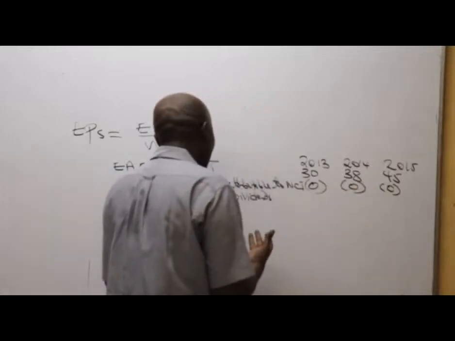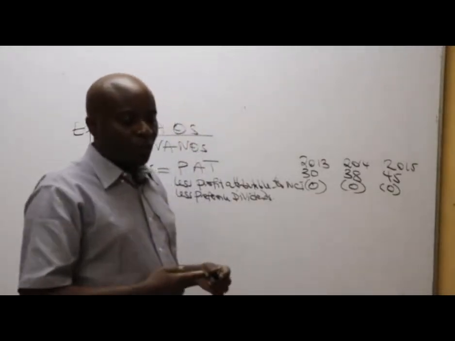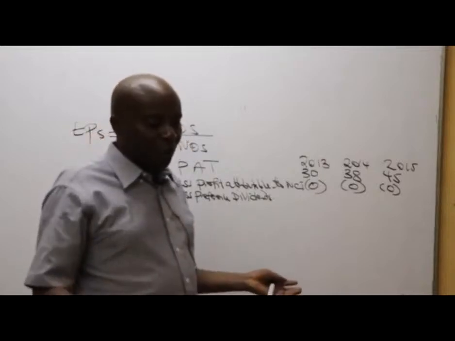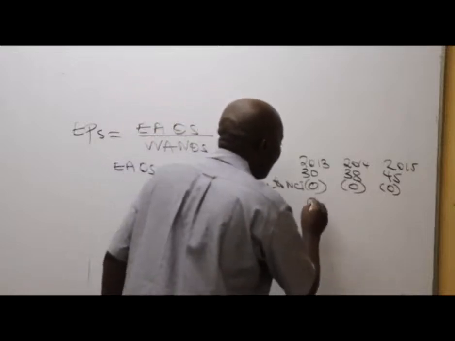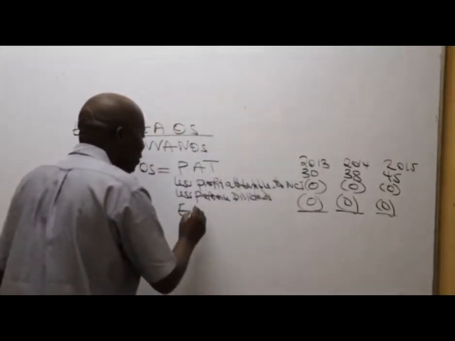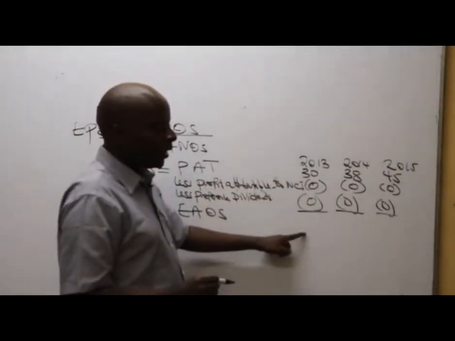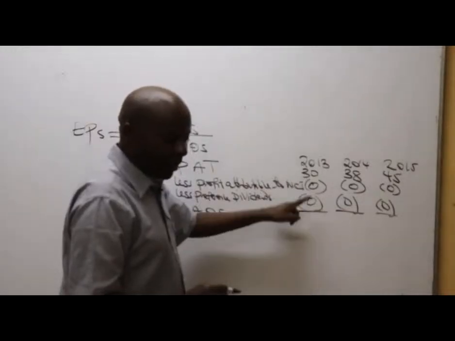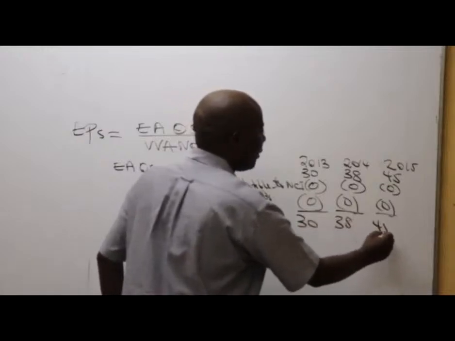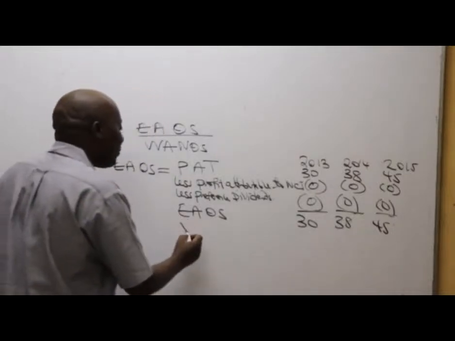Do we have any preference shareholders in this question? There are no preference shares. So that means the earnings attributable to ordinary shareholders remain the same. This remains 30, this remains 38, this remains 45. Same. Then remember, we also want the one-offs.